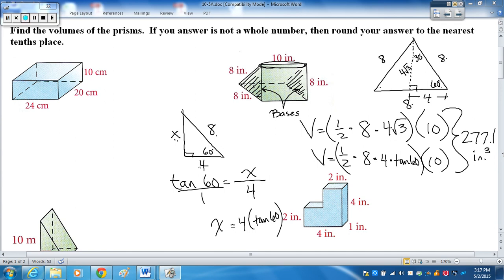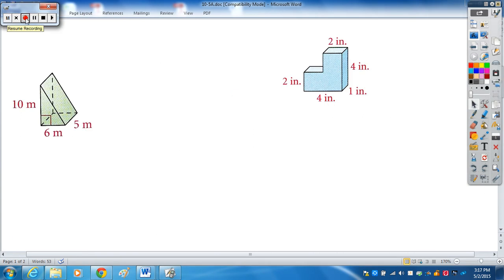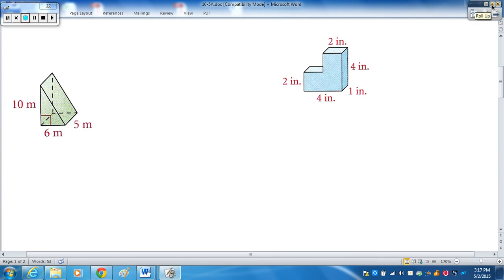All right, now, moving on to this next one, this rectangular prism, so to speak. It's actually a composite figure. We call it a composite figure because it's made up of several different types of prisms.